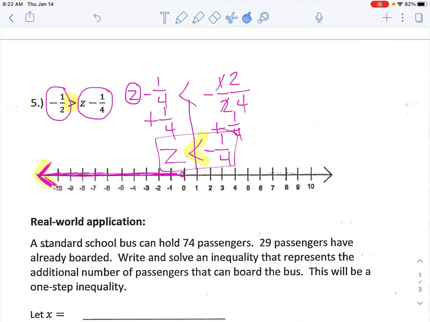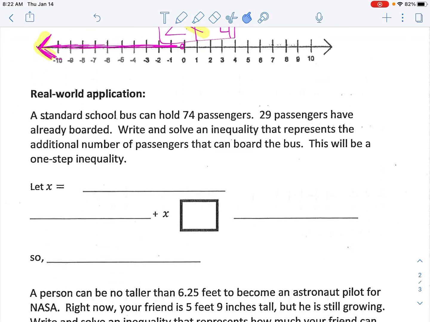All right, so again, why are we learning how to solve and graph inequalities? To solve real problems. So this could be a real situation that has to be solved. A standard school bus can hold 74 passengers. 29 passengers have already boarded. Write and solve an inequality that represents the additional number of passengers that can board the bus. This will be a one-step inequality.